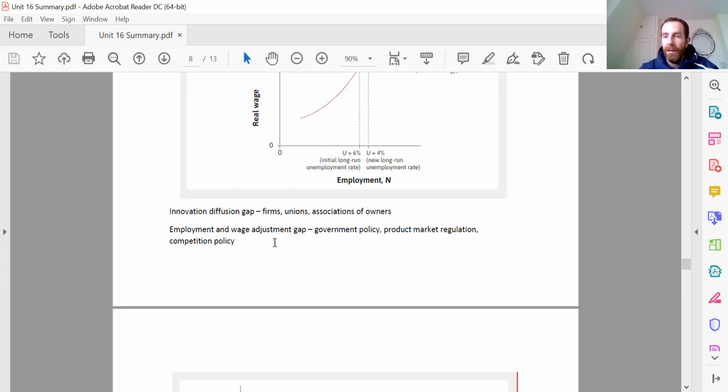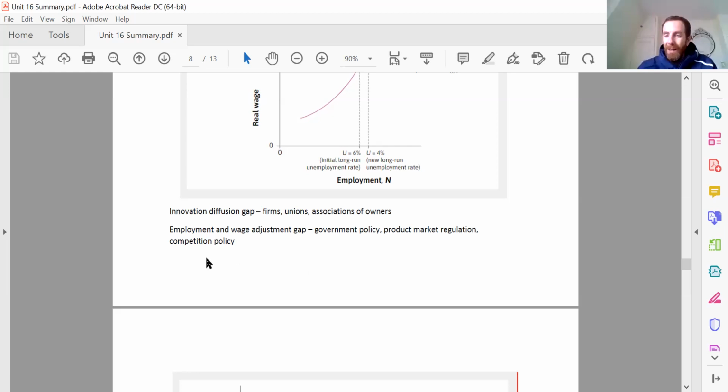So how easily do workers adapt to the new circumstances? And that can be a little bit down to government policy. Government policies like worker retraining make it easier for workers to work in, say, new industries with new technologies. Also it could be down to things like product market regulation and competition policy.